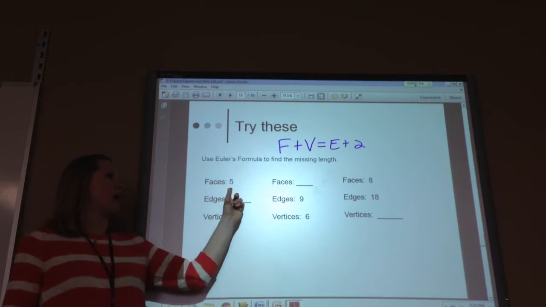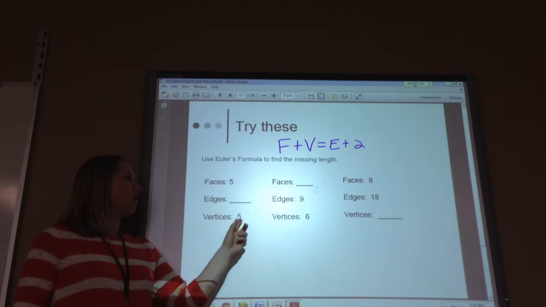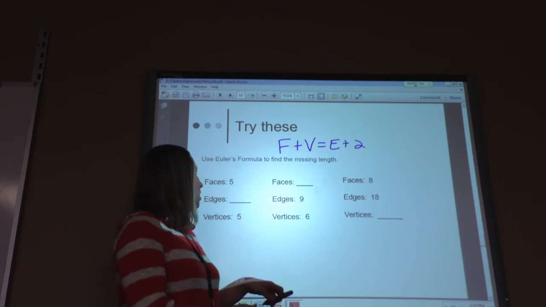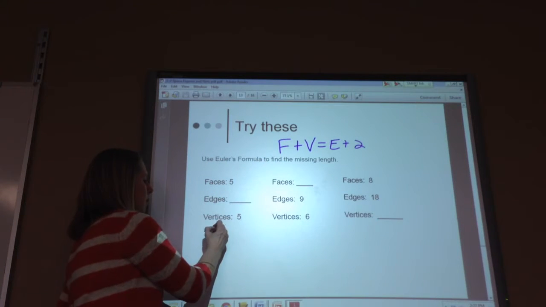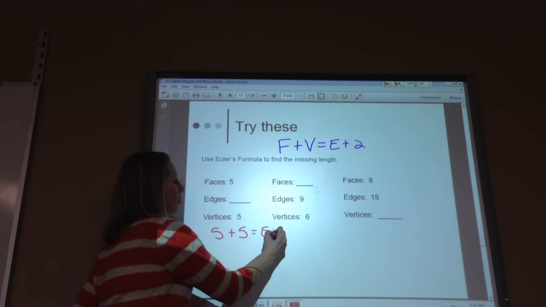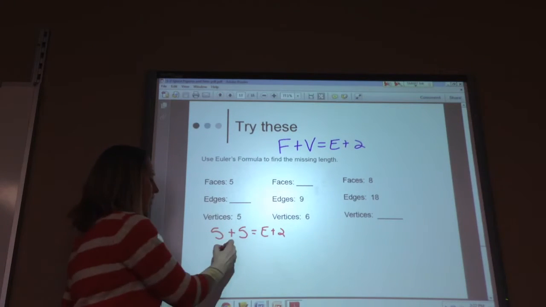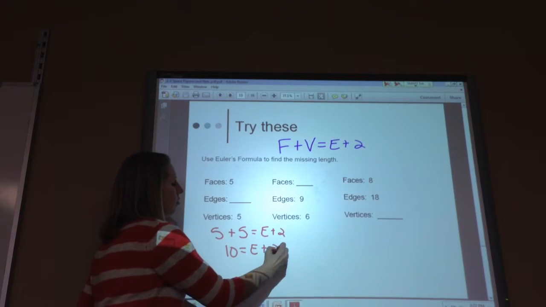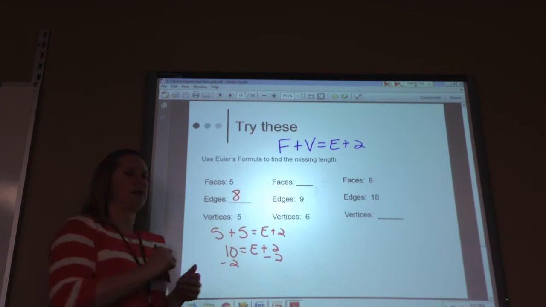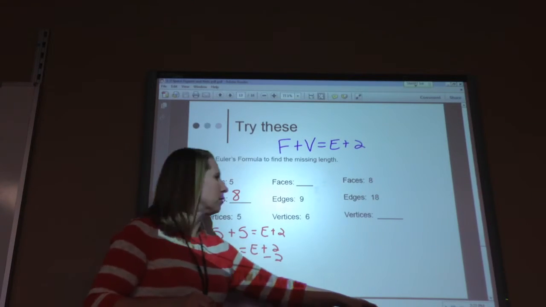Okay, so I have 5 faces and 5 vertices. I need to find the number of edges. So I'm just going to plug everything in. So I've got 5 for faces plus 5 for vertices equals edges plus 2. 5 plus 5 is 10 equals E plus 2, minus 2 on both sides. Our edges is 8. Okay, let's try another one.